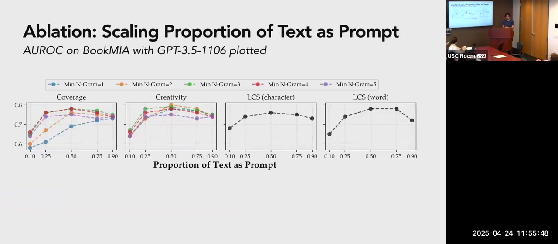And then this ablation is what proportion of the text works best as a prompt. So if we give the first 25% of the tokens to generate the second 75%. Now all the parameters are the same, except the x-axis is now the proportion of text as a prompt.